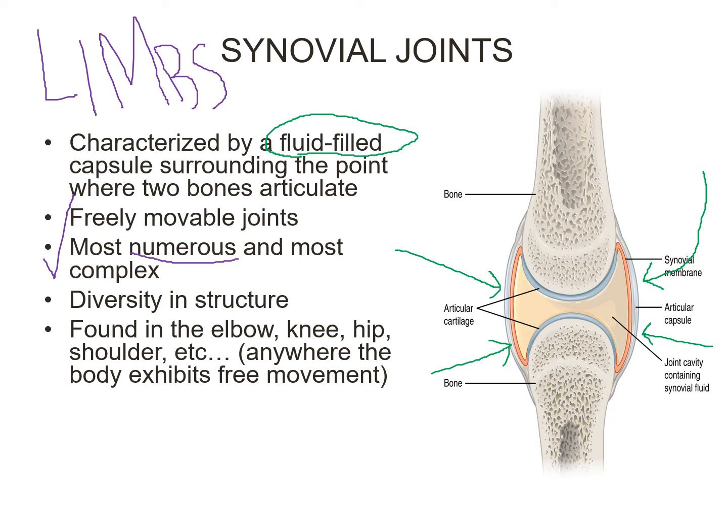So because we have so many fingers and toes and wrist and ankle bones, this makes up a really large number. So limbs is mainly where you find this. And you can see some new terms that we're going to discuss. We're going to talk about the capsule in just a little bit. We're going to talk about the synovial membrane in just a little bit, and also that synovial fluid as well.